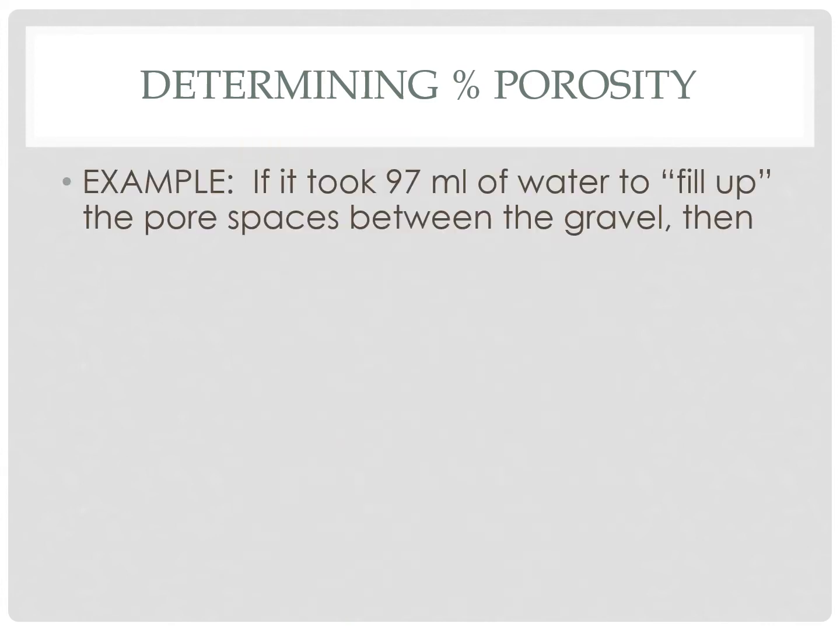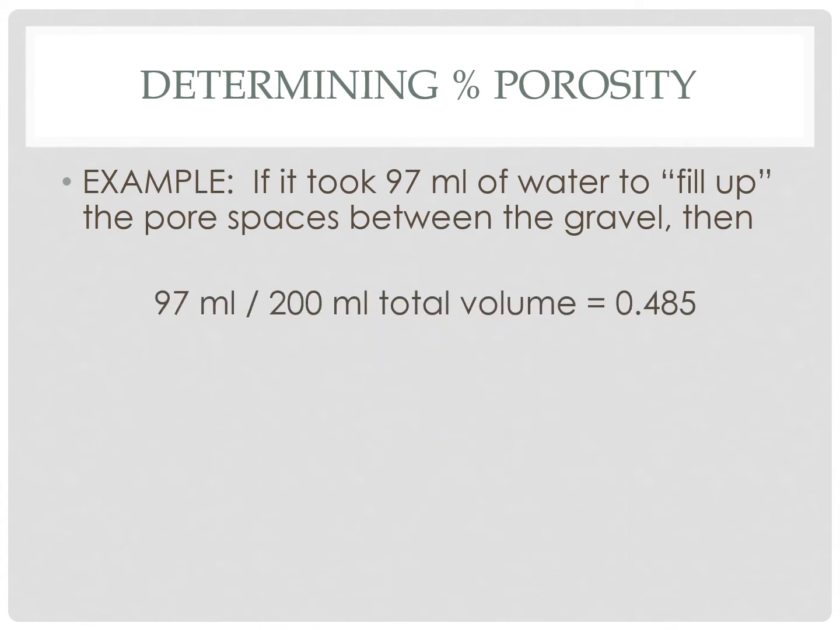So let's say you were able to get 97 milliliters of water into the gravel, into the spaces. If you added any more, if you added 98, 99, it would go way over the top of the gravel. So that was as saturated as you could get it, 97 milliliters of water. What that means is 97 milliliters out of the 200 milliliters, that was the total volume that you added to the gravel, right? You filled it to 200 milliliters. That was our total volume.